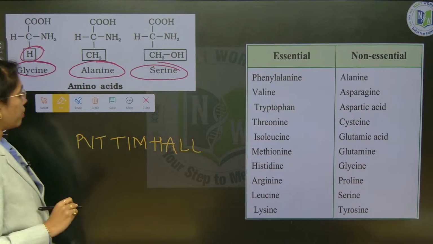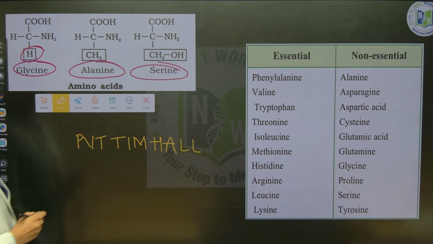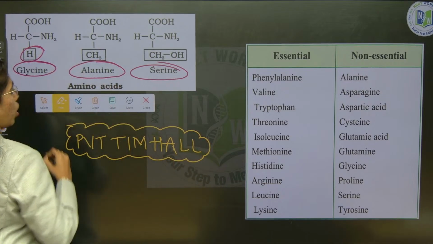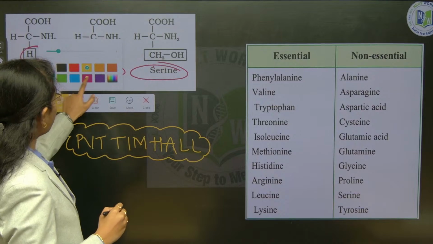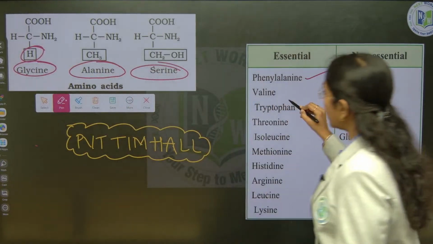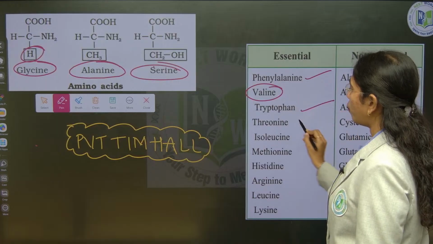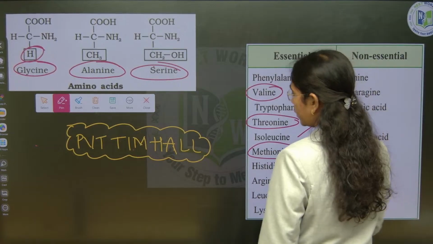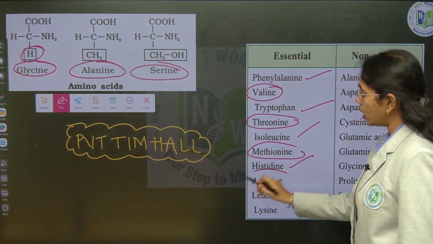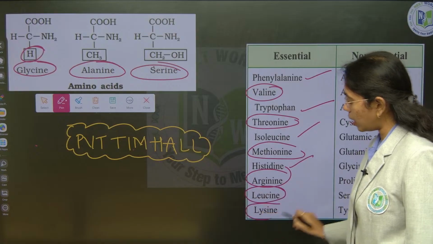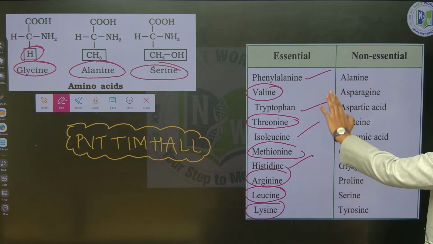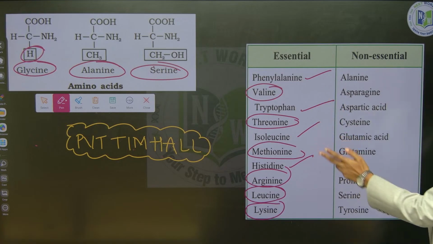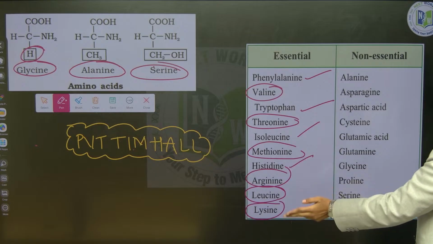PVT Tim Hall. Okay, private Tim Hall. You can remember it as such. This is PVT Tim Hall, where P stands for phenylalanine, V valine, T tryptophan, threonine, I isoleucine, M methionine, followed by histidine, arginine, leucine, lysine. Clear? Phenylalanine, valine, tryptophan, threonine, isoleucine, methionine, histidine, arginine, leucine and lysine.